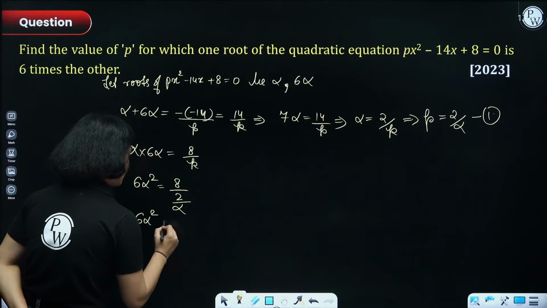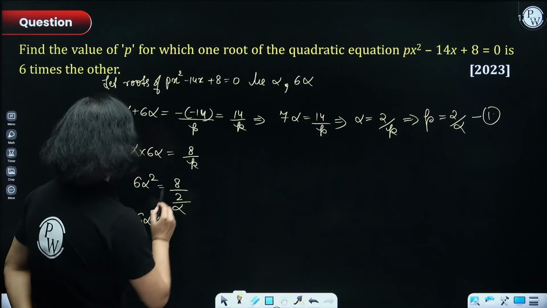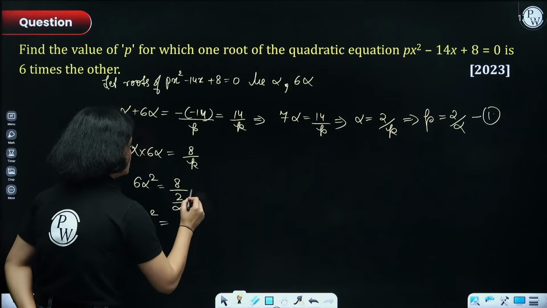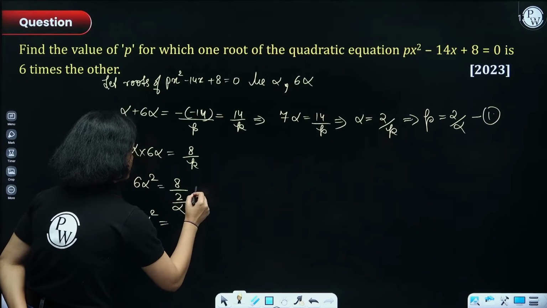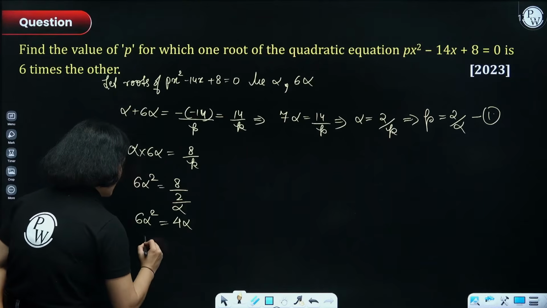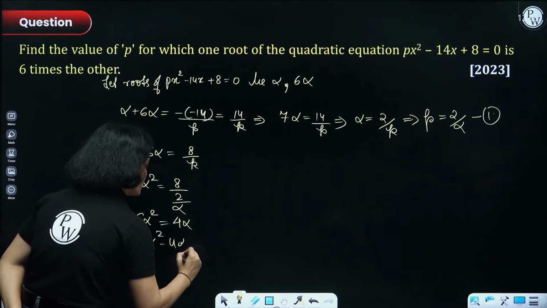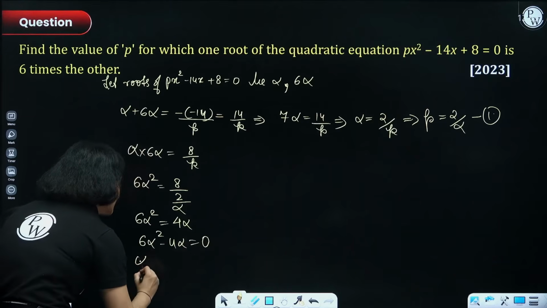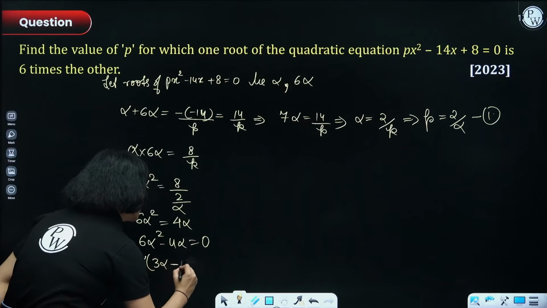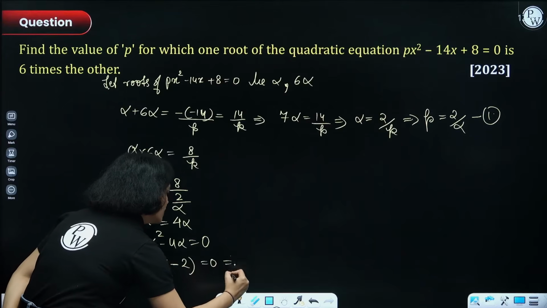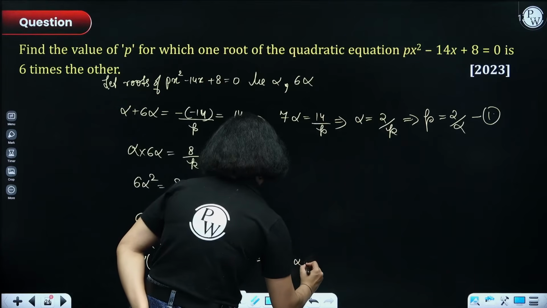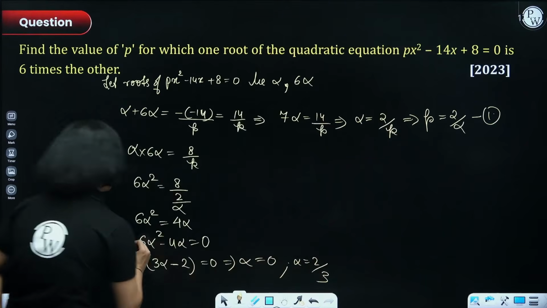6 alpha square is equals to, this is right, 8 by p. Yes, okay, here we'll get 4 alpha, right? So here we'll have 6 alpha square minus 4 alpha is equals to 0. Okay, now I can take 2 alpha common. So here we'll have what? 3 alpha minus 2 is equals to 0. From here the value of alpha comes out to be either 0 or alpha comes out to be equals to 2 by 3.